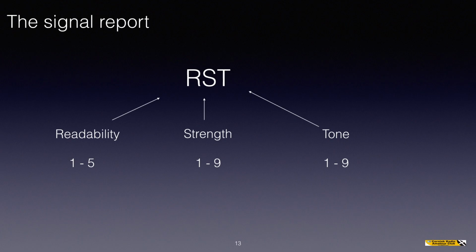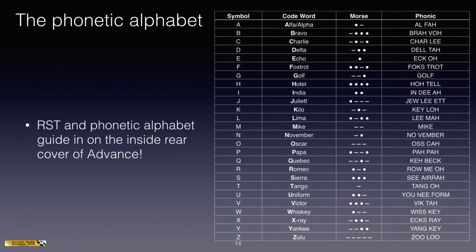Also, in the syllabus, you do need to know the phonetic alphabet. And here we have the phonetic alphabet, and that is also on the inside of the cover of the Advanced Now book. On the screen here, I've put down A to Z and the code word, for example, Alpha, Bravo, Charlie, Delta. I've also included the Morse, but that's just for information only. You do not need to know the Morse code. And on the right, in the right column, the phonic, how you would actually say it.